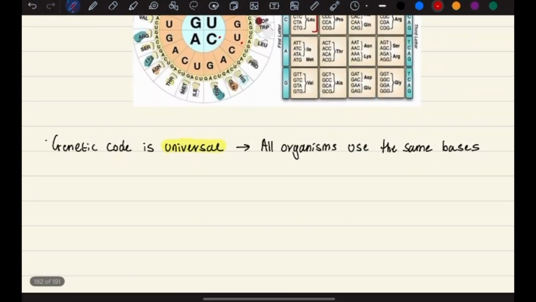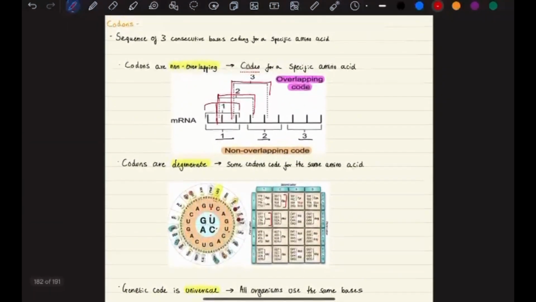Another thing, genetic code is universal. Every single organism is going to use as bases adenine, cytosine, guanine, uracil, thymine, whatever. Every single organism is going to use those bases. So that's another thing to be aware of when we come to genetic code.